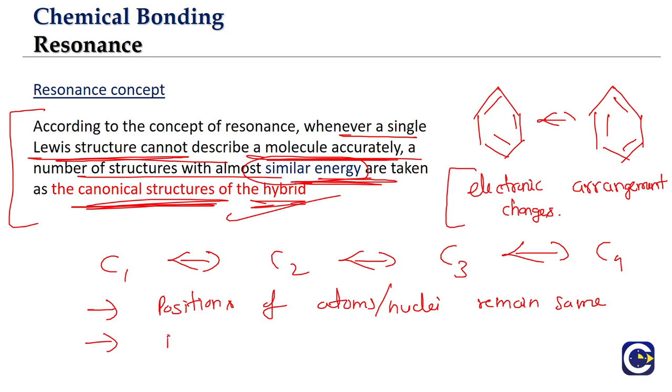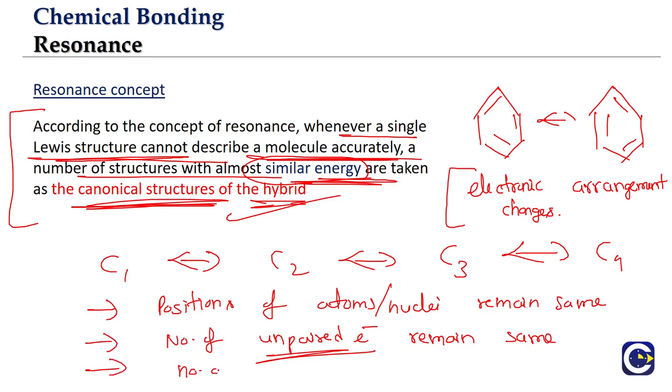And one more thing is the number of unpaired electrons. Among all the structures, the number of unpaired electrons is going to remain the same. Why? Because unpaired electrons correspond to magnetic properties. All the structures will have the same magnetic properties, and the number of bonding and non-bonding electrons also remains the same in all the canonical structures we see.